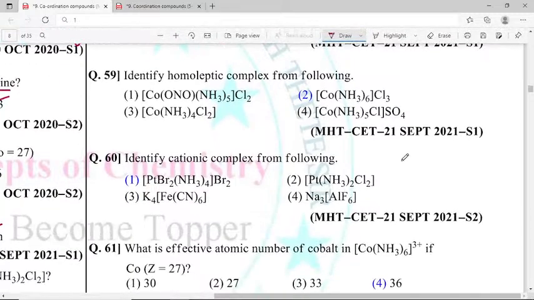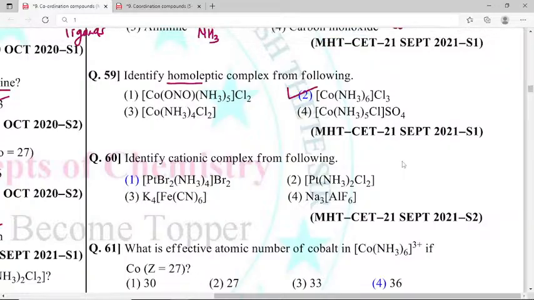Identify the homoleptic complex from the following. So what type is homoleptic? [Co(NH3)6] is homoleptic. Get it? Homoleptic. This is heteroleptic. All the remaining are heteroleptic complexes.